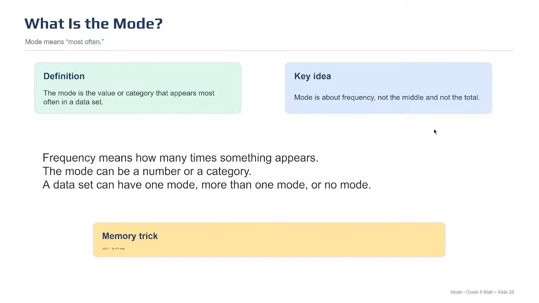What is mode? Mode means most often. Definition: mode is a value or category that appears most often in a data set. The idea: mode is by frequency, not the middle or the end. Frequency means how many times something appears. The mode can be a number or a category. A data set can have one mode, more than one mode, or no mode. Memory trick: mode equals most often. That's just an easy memory trick so I can memorize it, so that you won't mix it up with median, mean, yeah.